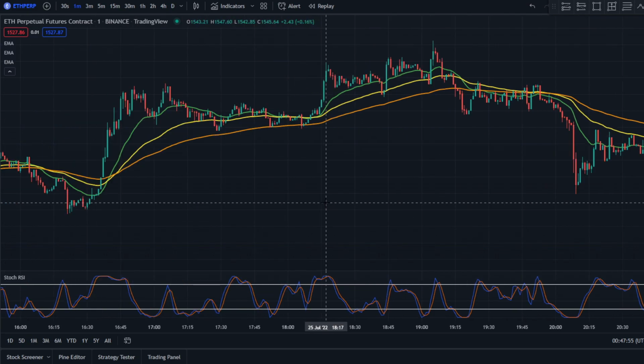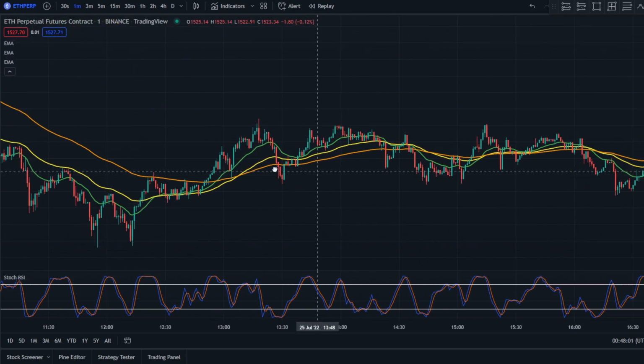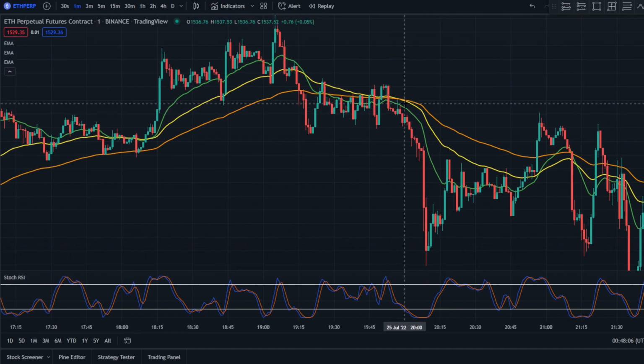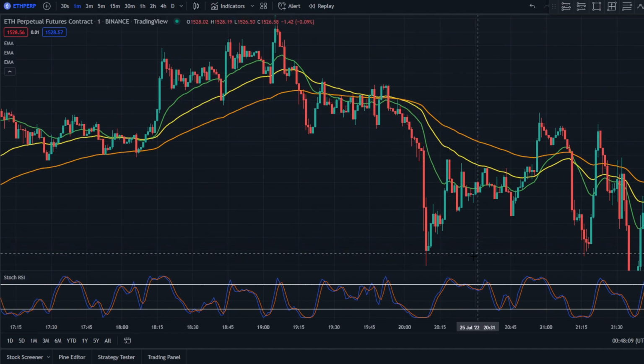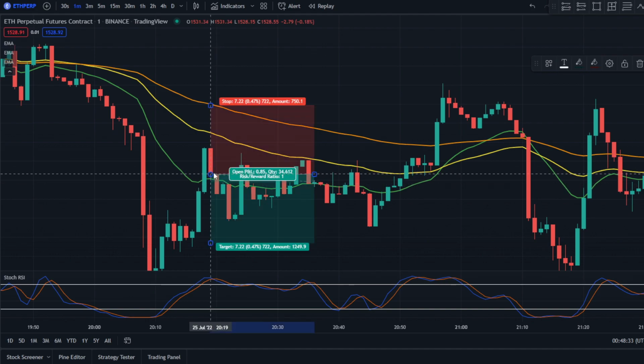Let me show you guys the entry for a short position. You've got to wait for a crossover below. You can see here we have the lines crossing over, the green below the yellow and the yellow below the orange. Next up, you want to have a crossover of the blue line below the orange line when the RSI is above the 80 line. Basically the crossover of the blue line below the orange line has to be above this white line here, and you'll enter a position when it crosses over. So you must wait for the crossover to happen, and for this you enter right here.